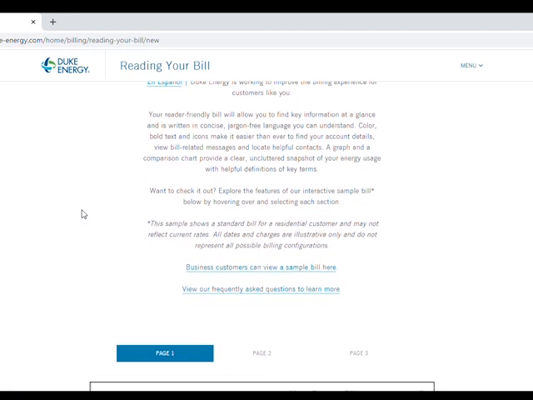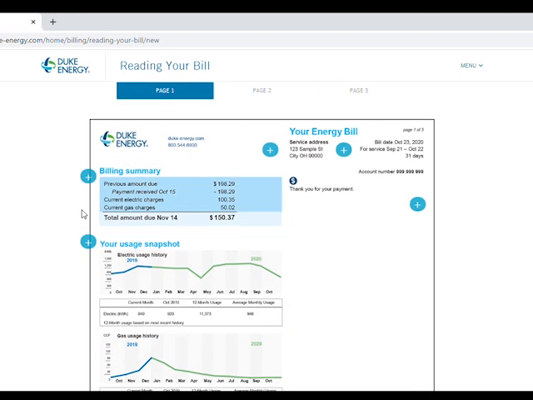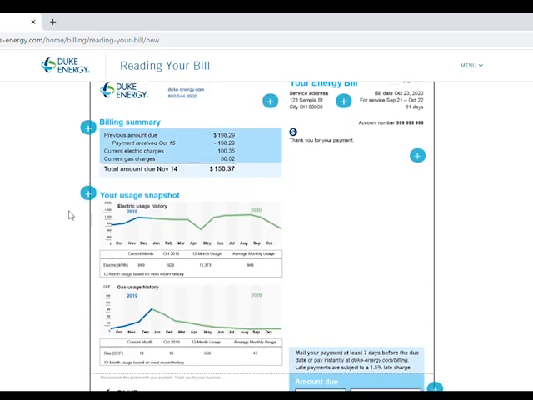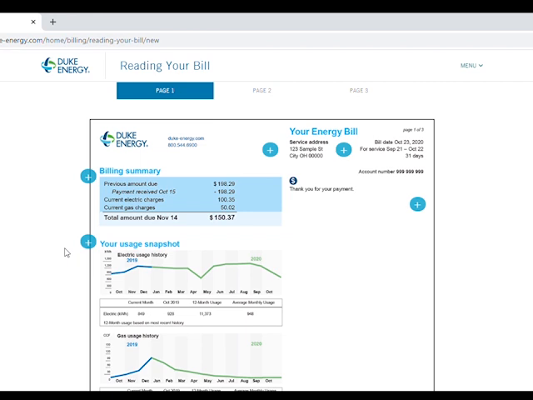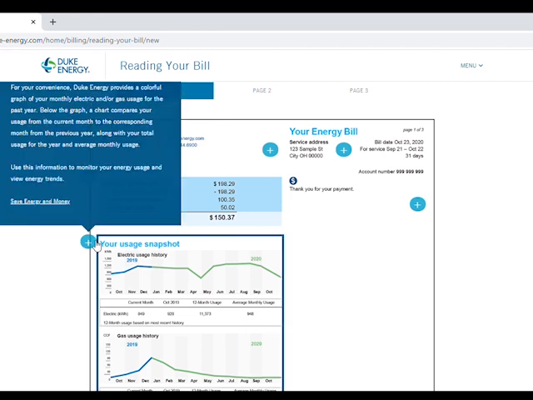On the Reading Your Bill page, you can see an example of a bill very similar to the one we looked at earlier. You'll also see a really neat tool that Duke included. When you click on or hover over one of the plus signs, a box will open up that explains what that section of the bill means.